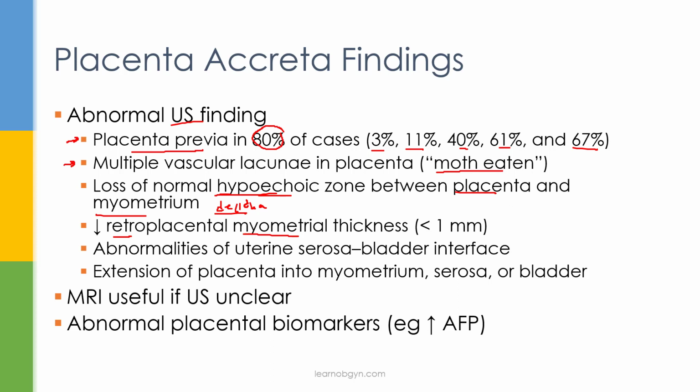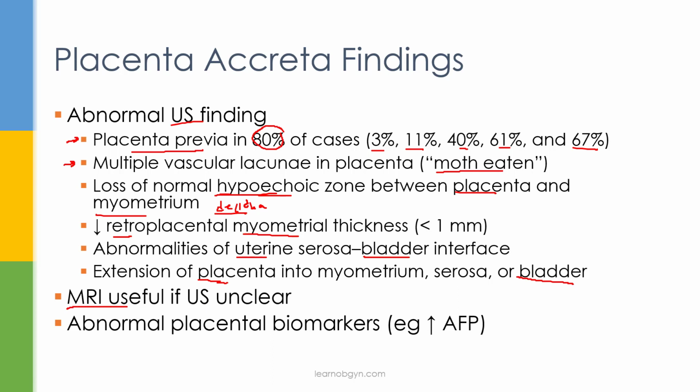If this is a percreta, you may also see abnormalities between the uterine serosa and the bladder interface. So this is a sign concerning for possible invasion of the bladder. And of course, if you directly see the extension of the placenta into the bladder, that is a very obvious sign that you have a placenta accreta, or in this case, a percreta. Ultrasound is the diagnostic image of choice, but in this case, if you have an uncertain diagnosis, an MRI may be useful in helping to rule in or rule out the diagnosis.